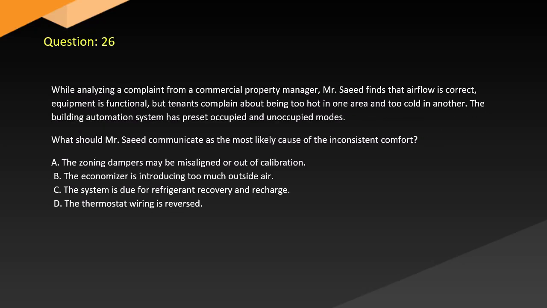Question 26. While analyzing a complaint from a commercial property manager, C finds that airflow is correct, equipment is functional, but tenants complain about being too hot in one area and too cold in another. The building automation system has preset occupied and unoccupied modes. What should C communicate as the most likely cause of the inconsistent comfort?